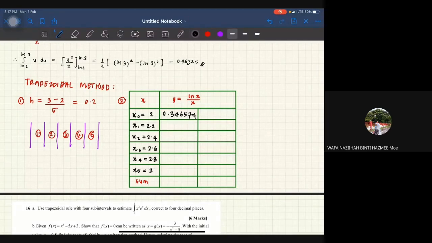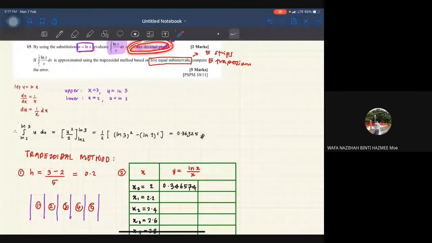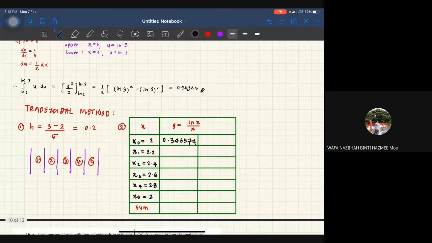Okay, so untuk first value awak akan dapat 0.34654. Okay, so kenapa kita ambil sampai 6 decimal places? Sebab soalan minta dekat atas ni tadi. Based on the first part, dia minta dalam 5 decimal places. Okay, so our working must be in 6 decimal places. Okay, so itu adalah x0.